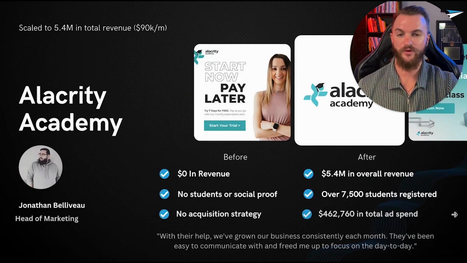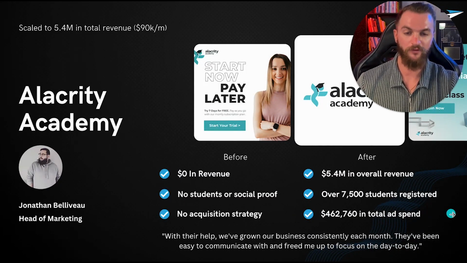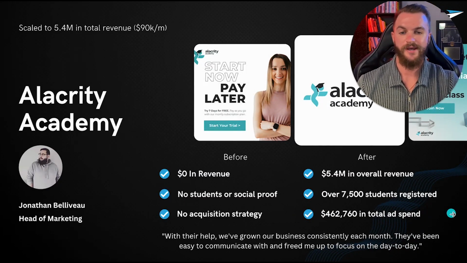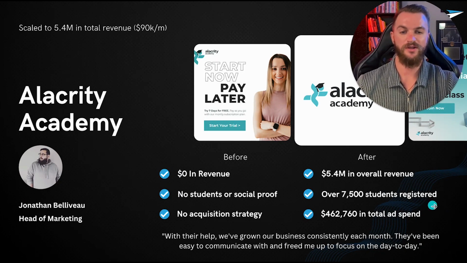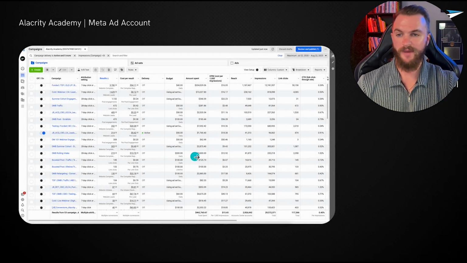We also helped Alacrity Academy add 5.4 million in overall revenue over the last 3 years, with about 462,000 ad spend, so over a 10x ROI on our advertising efforts there. Here's a look at the Meta account and exactly what we did there and some of the results.